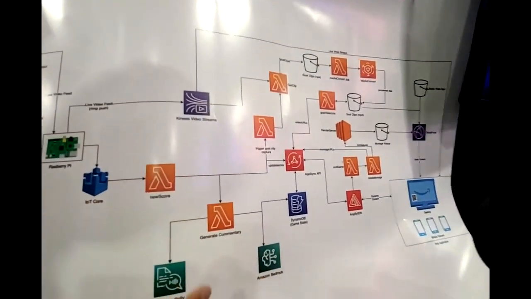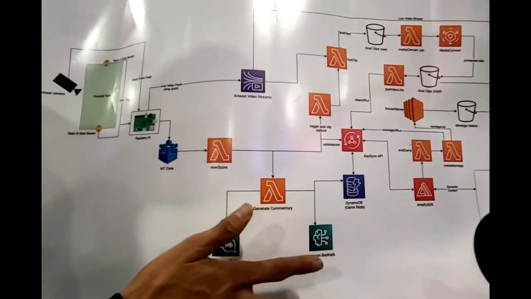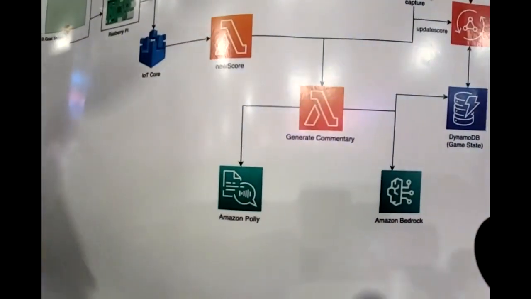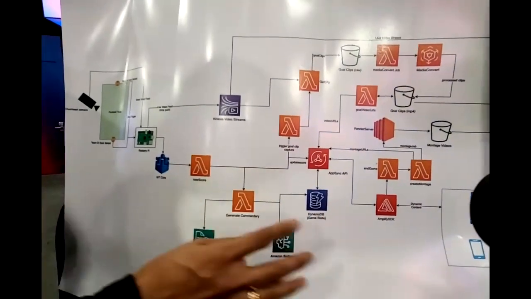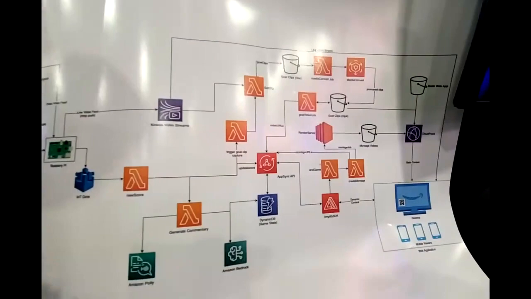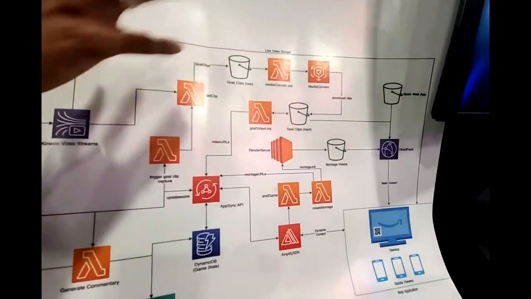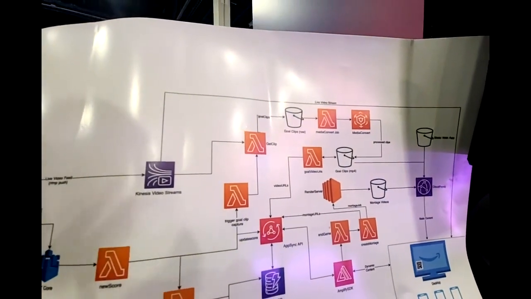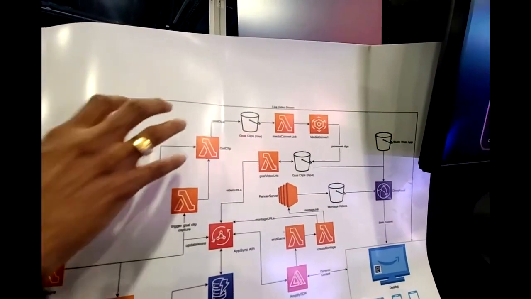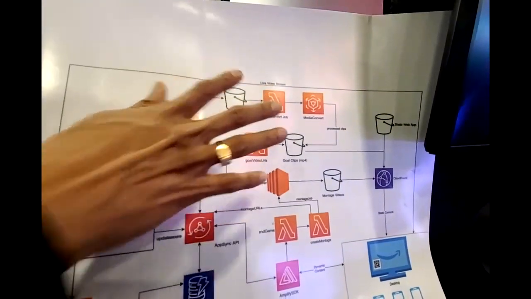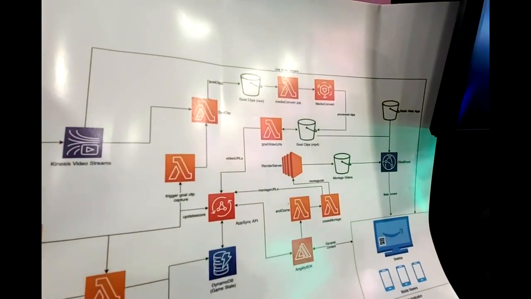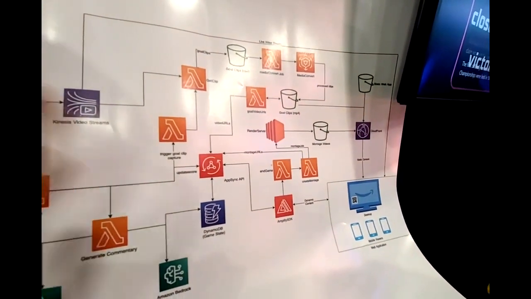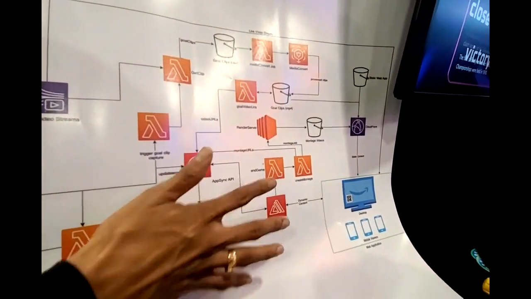First, it generates a commentary by using Bedrock, which is a serverless way of invoking large language models. It stores the metadata in a DynamoDB table. It also triggers a goal clip process because we have Kinesis video streams capturing the live video stream. Those goal clips get stored on S3, and at the end of the game we trigger another montage process.